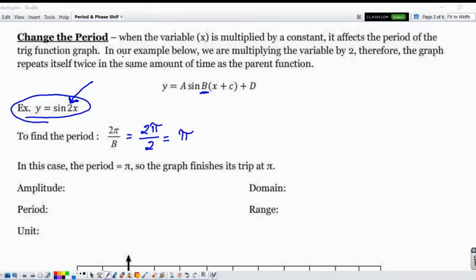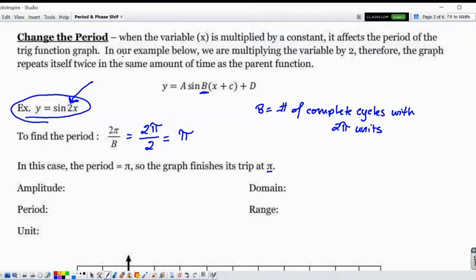So in the space of a regular function, which would be 2 pi, now we're going to see 2 complete cycles. So we can also think of B as the number of complete cycles within 2 pi units. Where we used to see 1, now we're going to see 2. So since our period is pi, we need to get through the entire cycle and finish it by the time we get to pi.